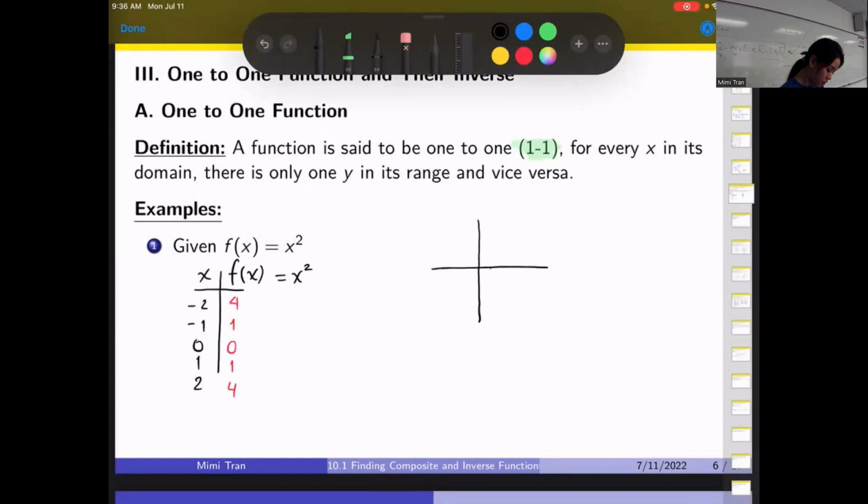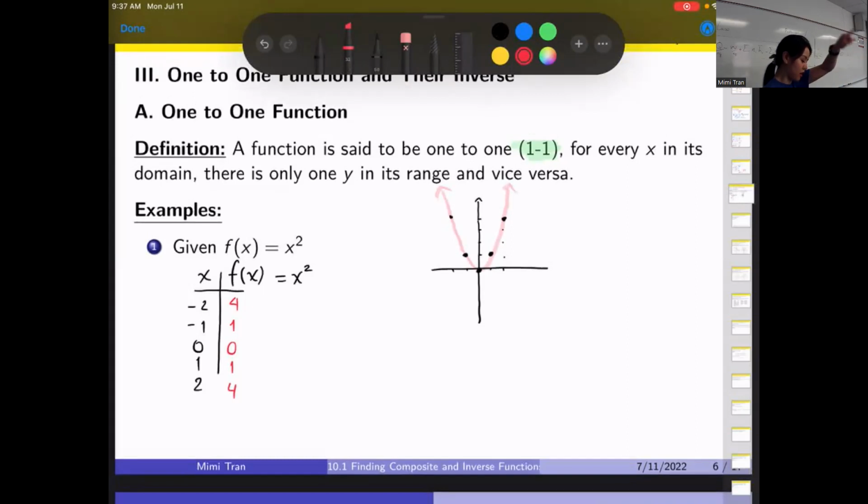So 2 is 4. 1 is 1. -2 is also 4. And -1 also 1. 0 is 0. You connect the dots. Try to make it a little curvy. Don't make it into a V. That's the absolute value function, this is a parabola. So make it a little bit curvy at the bottom.